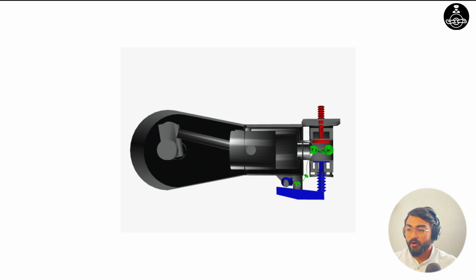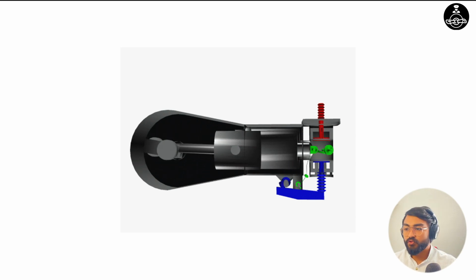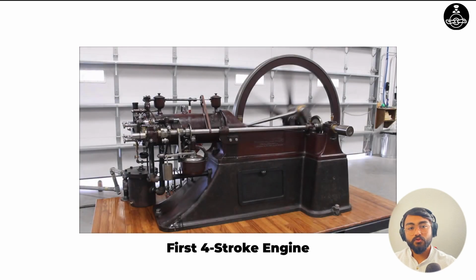The four strokes of the engine. Most of us begin and complete our training in a four-stroke internal combustion engine. Nicholas August Otto, who was a German engineer, was the one who developed the first four-stroke internal combustion engine, which was used as a replacement for a steam engine as a power source in the 19th century.